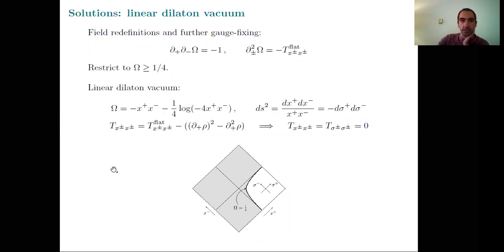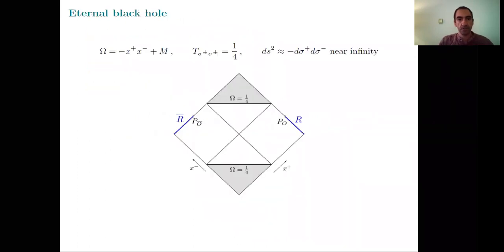Let's go to a slightly richer solution, the eternal black hole. Omega still has a very simple form. It's this combination. M is a mass parameter of the black hole. This comes from a stress tensor, which in the sigma coordinates is equal to 1/4.